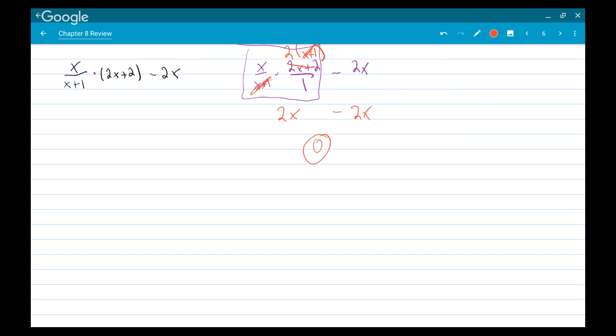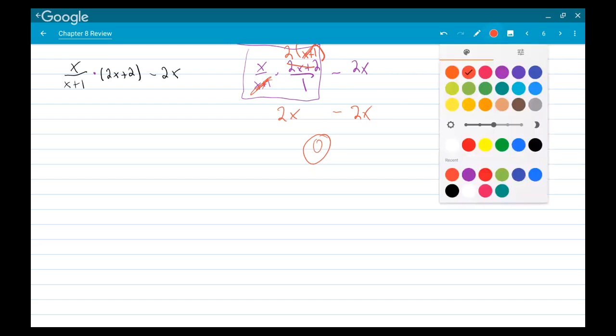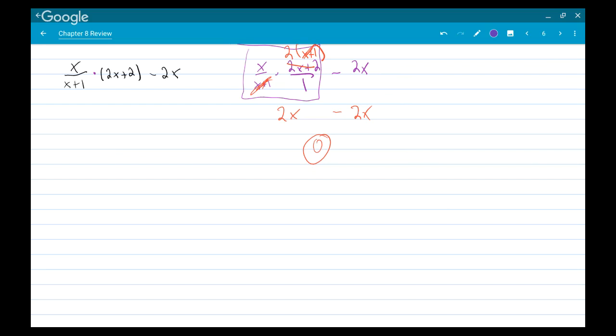There are many, many other possible ways that you could handle that problem too, but I think trying to simplify as much as you possibly could is definitely the easier choice, because then you don't end up needing to get a common denominator. Just really quickly, one way that you could have tackled this, I know I've seen people do this before. Instead of doing that factoring up there, they multiply together the 2x plus 2 and the x and get 2x squared plus 2x over x plus 1. Then you got this minus 2x over here.